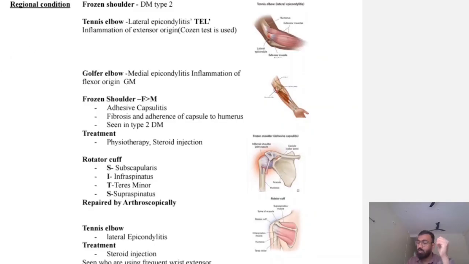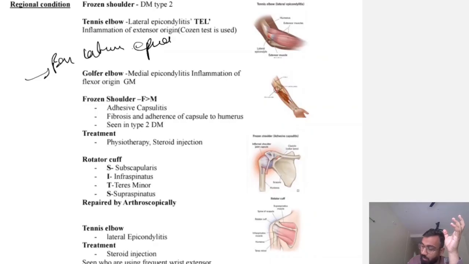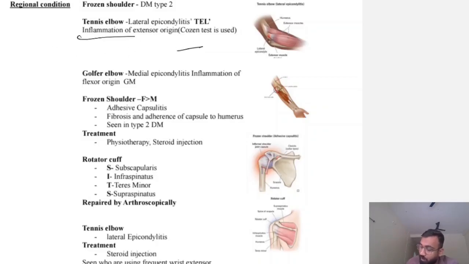What is tennis elbow? The patient presents with pain at the lateral epicondyle. It is known as lateral epicondylitis. It is seen in tennis players. Because of overuse of the extensors, inflammation develops. For tennis elbow, the Cozen test is done. This is the Cozen test.